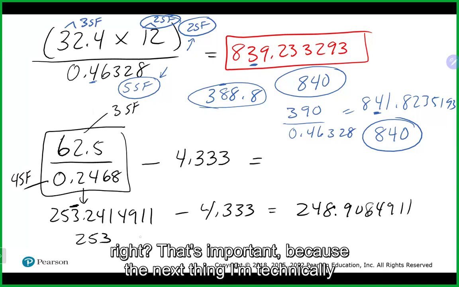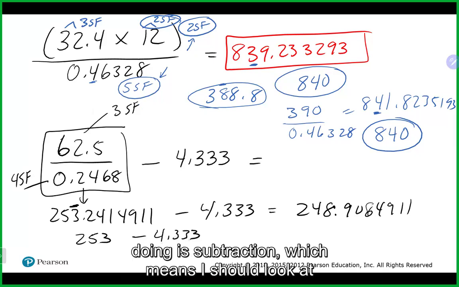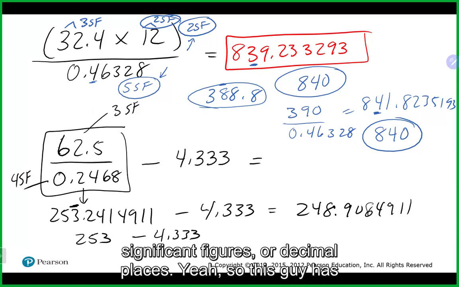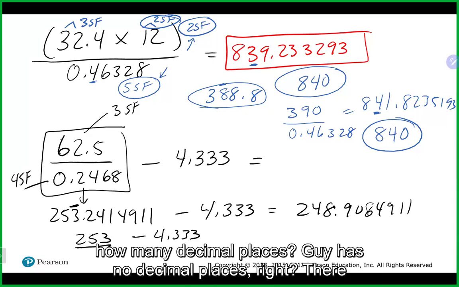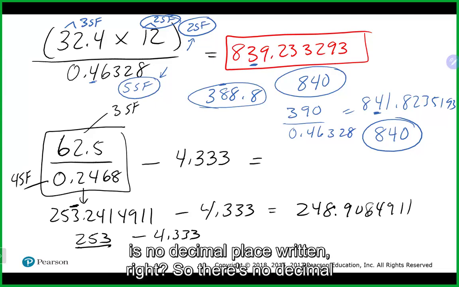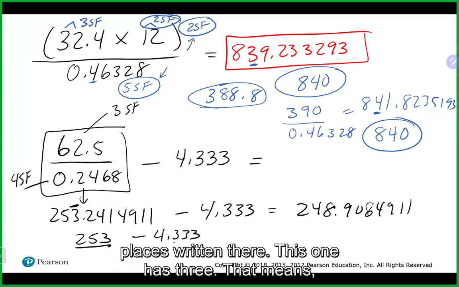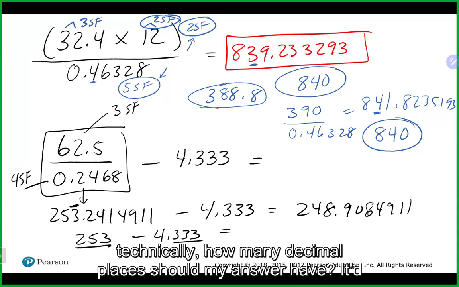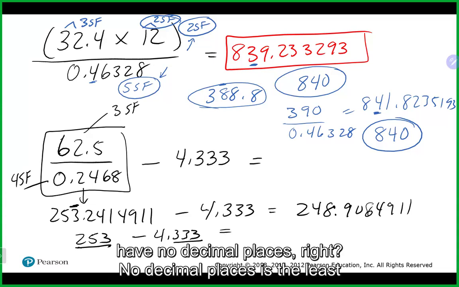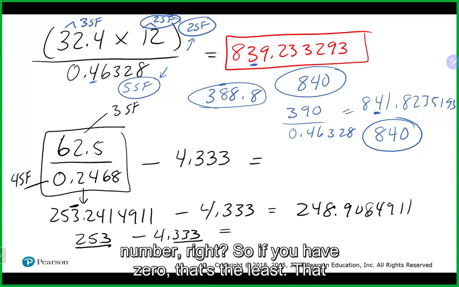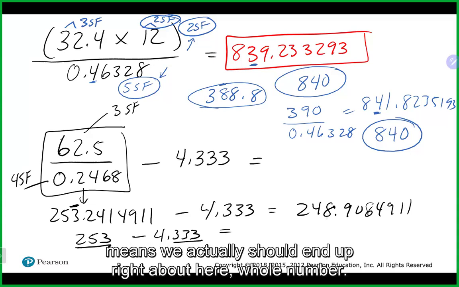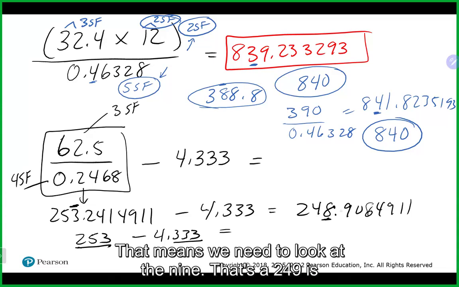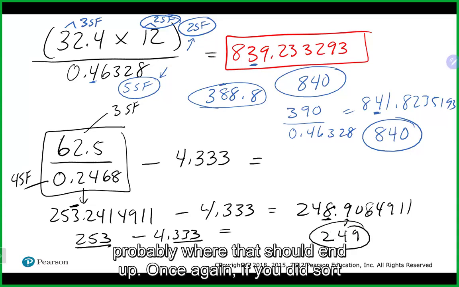That's important because the next thing I'm technically doing is subtraction, which means I should look at significant figures or decimal places. Decimal places. So this guy has how many decimal places? This guy has no decimal places, right? There is no decimal place written there. This one has 3. That means technically how many decimal places should my answer have? No decimal places, right? No decimal places is the least number, so if you have 0, that's the least. That means we should end up right about here, whole number. That means we need to look at the 9. That's a 249 is probably where that should end up.